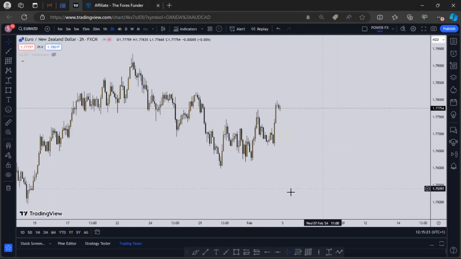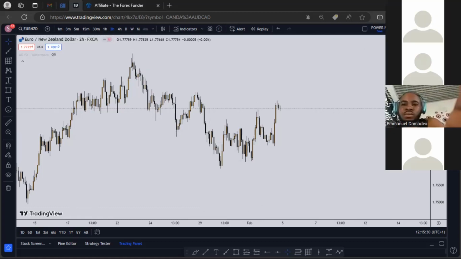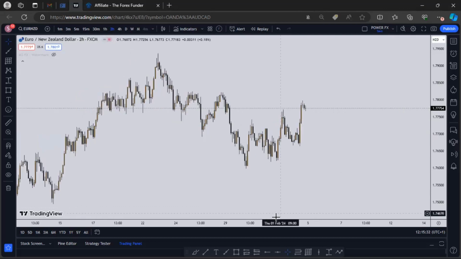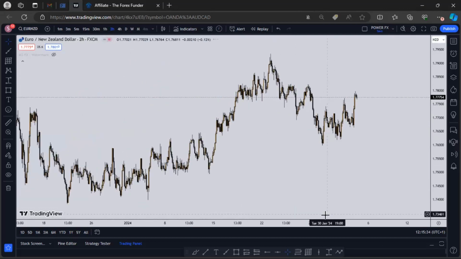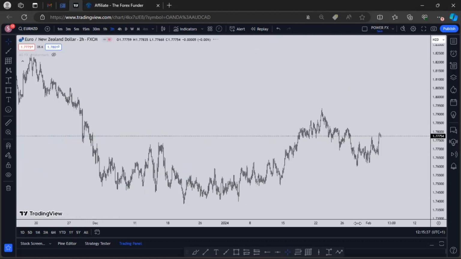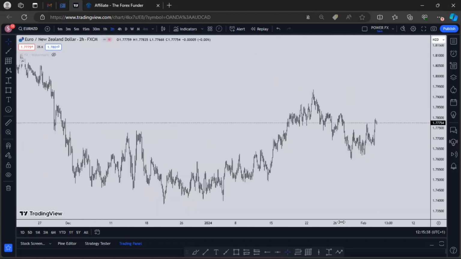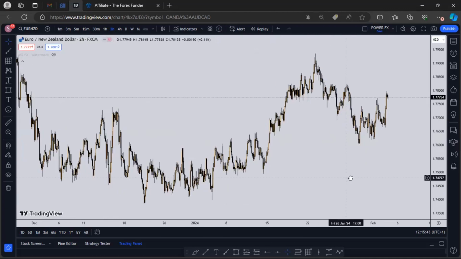Okay, here's the chart on Euro NZD. I don't know if you guys can see it. Let me show you guys how this thing works. This is the 2-hour time frame on Euro NZD.